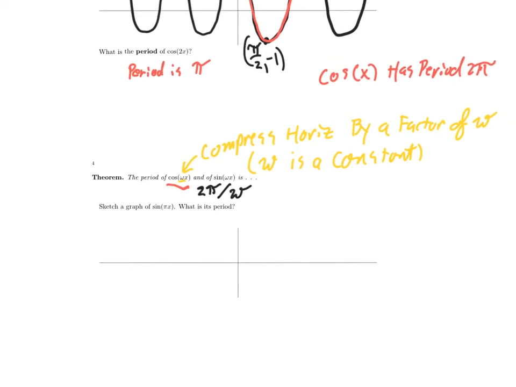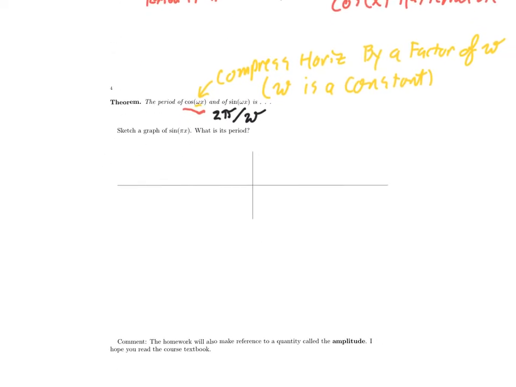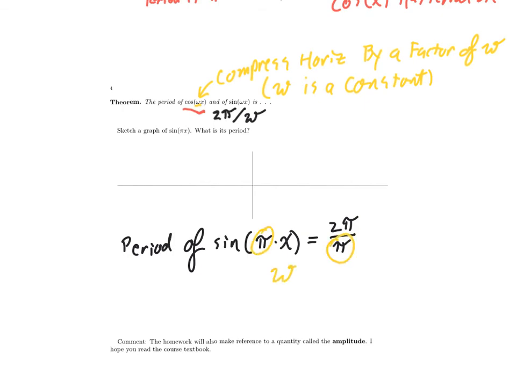So let's do this in practice. Let's sketch the graph of the sine of pi times x. First, let's compute the period using this formula, and then we'll see if it's reasonable. The period of the sine of pi times x should be 2 pi divided by pi, because pi is the thing that's called omega in the theorem above. That's just 2. So sine of pi times x should repeat every 2.